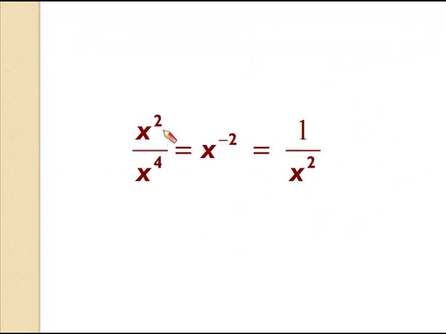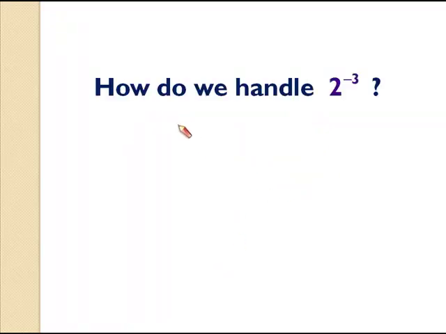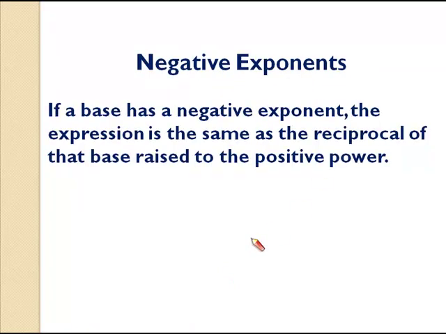So x squared divided by x to the fourth equals x to the negative 2, but it also equals 1 over x squared. So it looks like this x to the negative 2 can be rewritten as 1 over x squared. We'll come back to this in a moment. So how do we handle 2 raised to the negative 3? Well, let's take a look at a definition here.